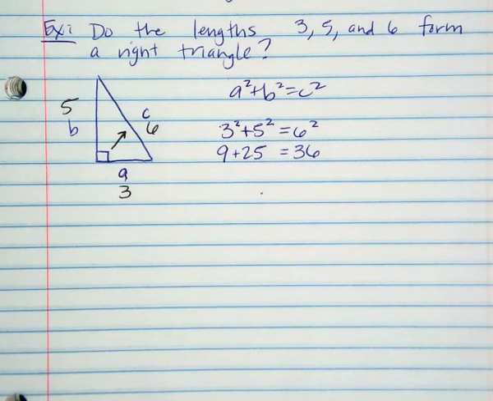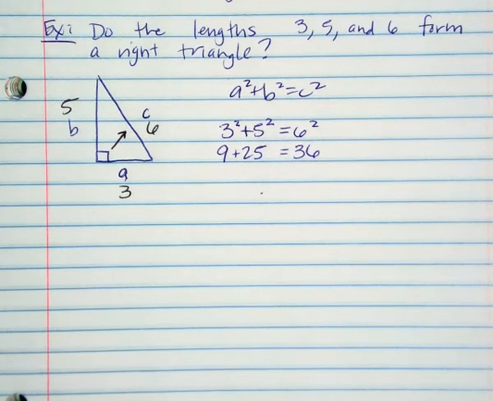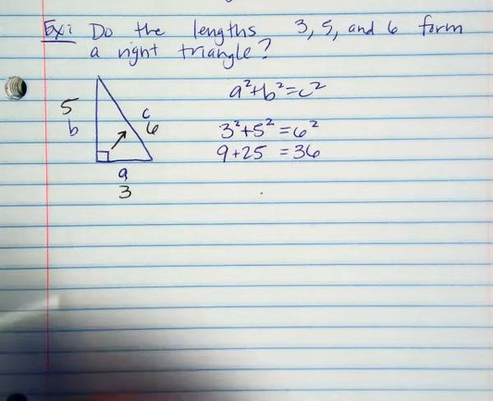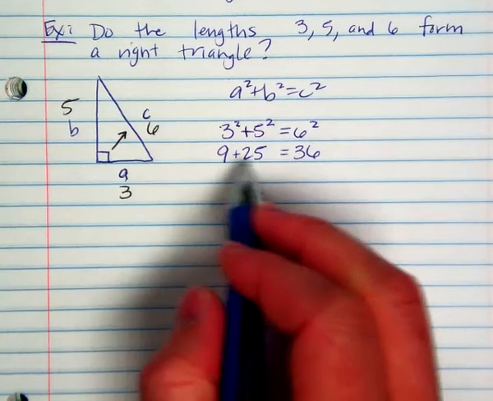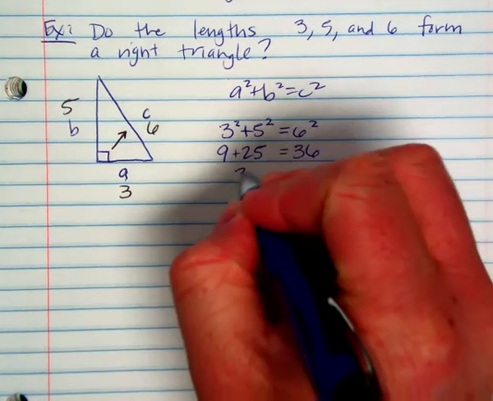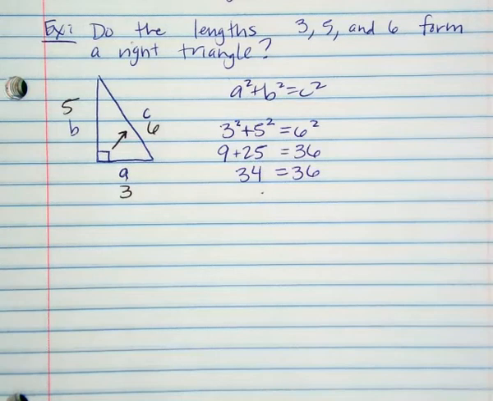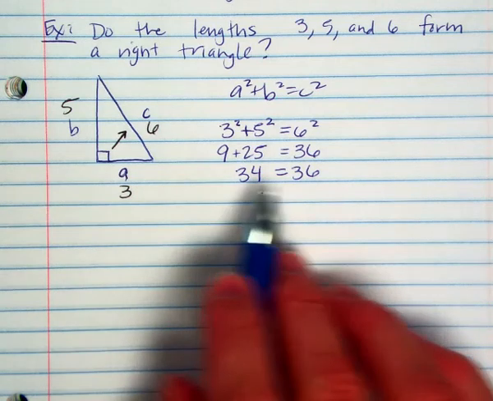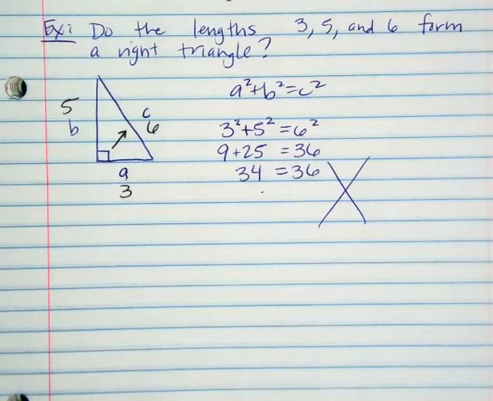So what I am hoping to find is I want to add this up and have it say 36 equals 36. That would be a true statement, and this would be a right triangle. But 9 plus 25, what is 9 plus 25? It's 34, not 36. So when I'm done, my mathematical statement says 34 equals 36. That is not true. Equal sign means those should be exactly the same. They are not. This is not true.